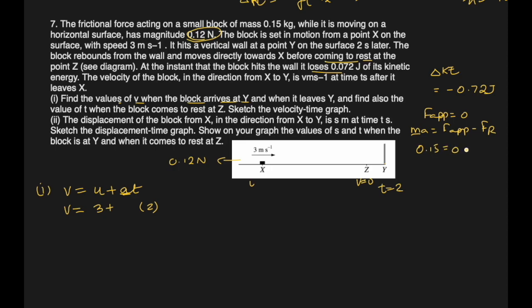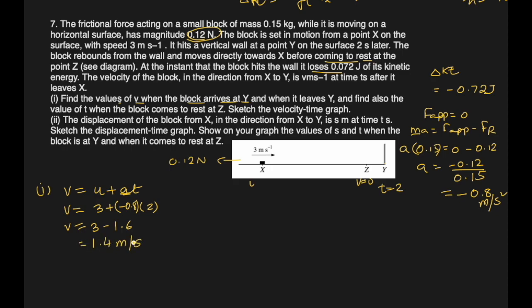Applied force is 0 and resistive force is 0.12, and we didn't multiply with acceleration here. So acceleration is minus 0.12 divided by 0.15, which is negative 0.8 meters per second squared. This is what we will use here, minus 0.8. So V comes out to be 3 minus 1.6, which is 1.4 meters per second.